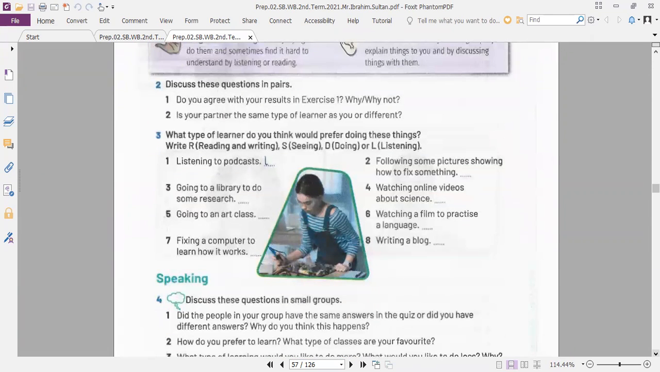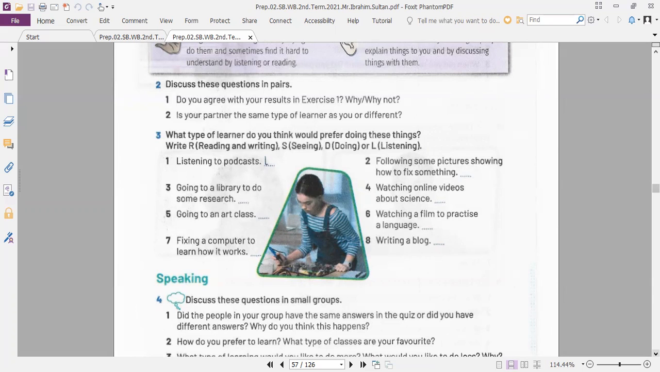And here, number 3, what type of learner do you think would prefer doing these things? For reading, we can write R. For writing, we can write W. For seeing, we can write S. For doing, we can write D. And for listening, we can write L. Okay. Number 1, listening to podcasts. This is listening, L.